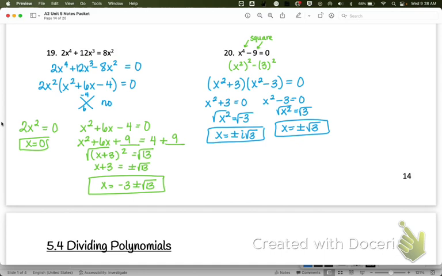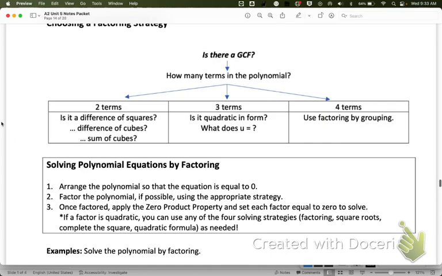So the most important thing here is this tree right here, okay? So it's always based on how many terms. 2 terms, something special. 3 terms, quadratic or quadratic in form. 4 terms, factor by grouping. Keep that in mind with every single problem. That's how we solve a polynomial using factoring.